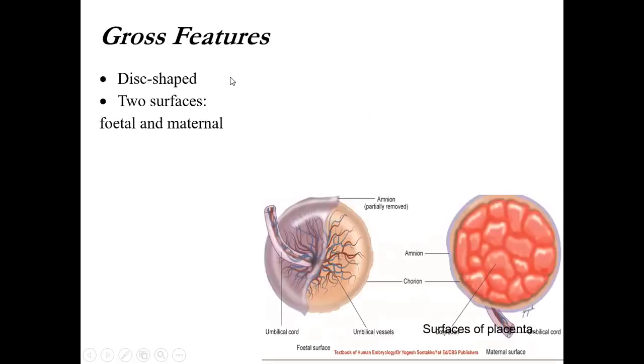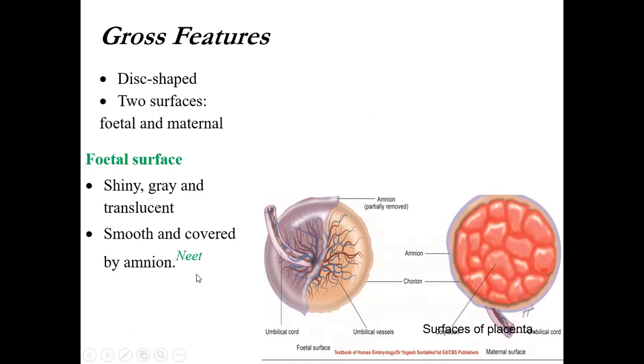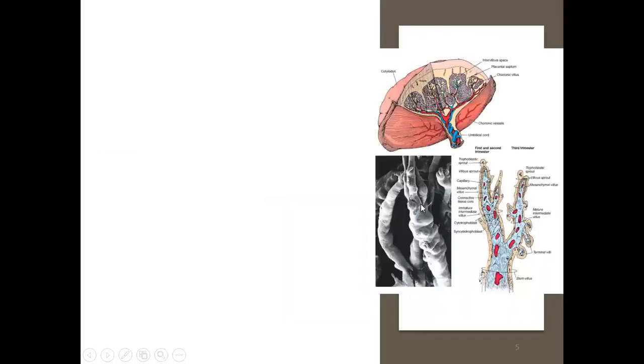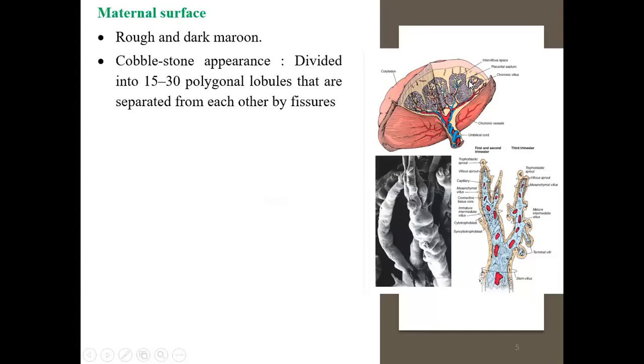So what are the gross features? There are two surfaces over here. According to the shape it is discoid, and there are two surfaces, the fetal and the maternal surface. The fetal surface is shiny, gray in color and translucent because of the presence of amnion, and it is covered by amnion, and it provides the attachment to the umbilical cord. This one is the maternal surface, which is divided into various lobes, known as cotyledons. The maternal surface is dark maroon and rough. It has a cobblestone appearance.